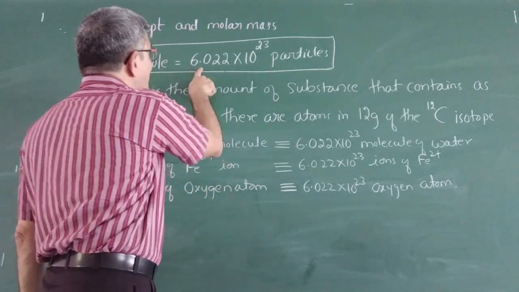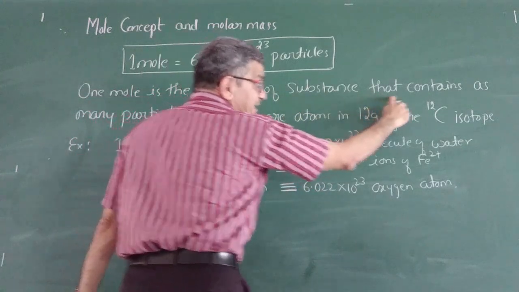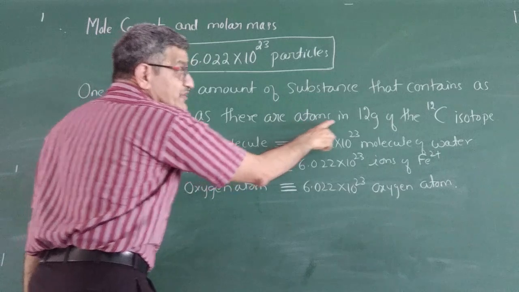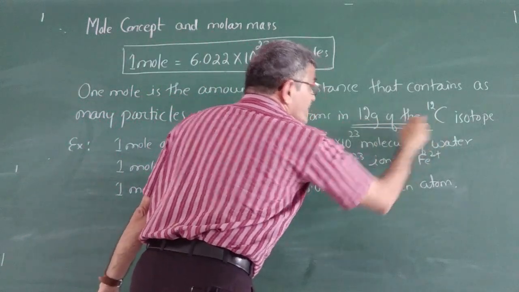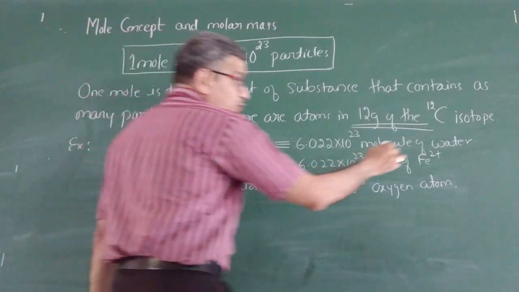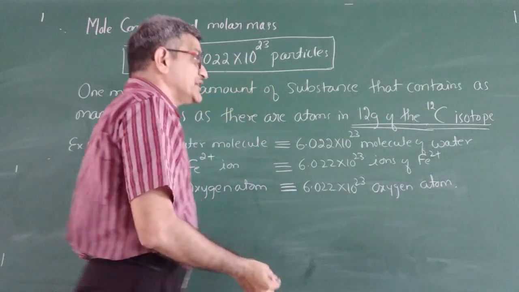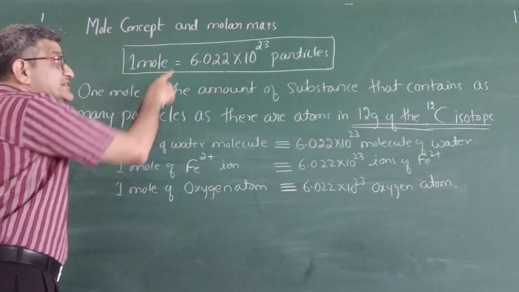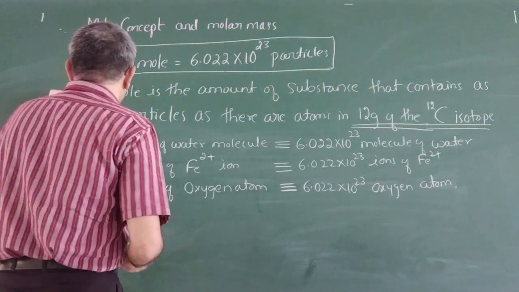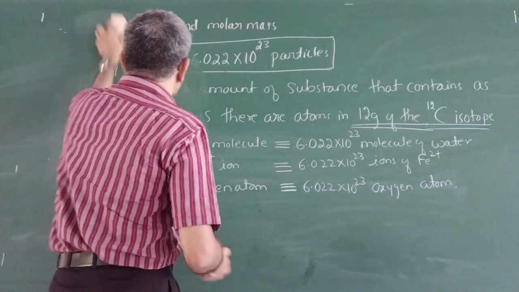Okay. What do you mean by mole? One mole is the amount of substance that contains as many particles as there are atoms in 12 gram of carbon 12 isotope. How many particles are there in 12 gram of carbon 12 isotope? That is called 1 mole. That is the reference. So now let us go for the percentage composition and its calculation.